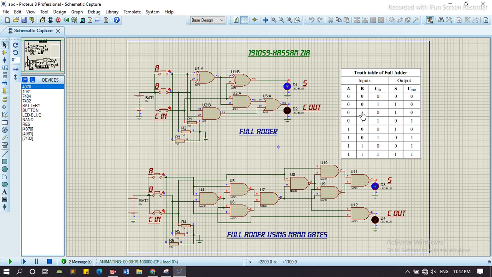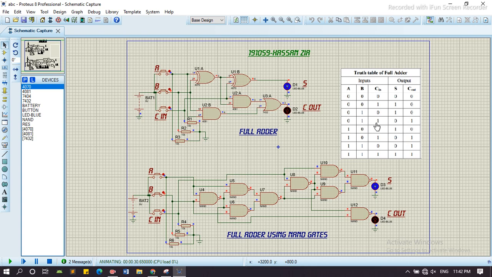Now B input is equal to 1 and carry in and A are 0. You can see that the sum is equal to 1 and carry out is equal to 0. Similarly here. Now we go to the next.